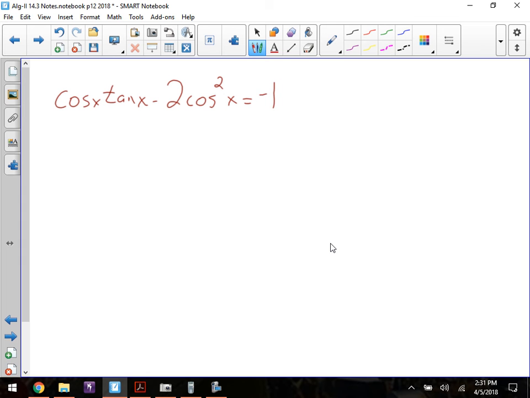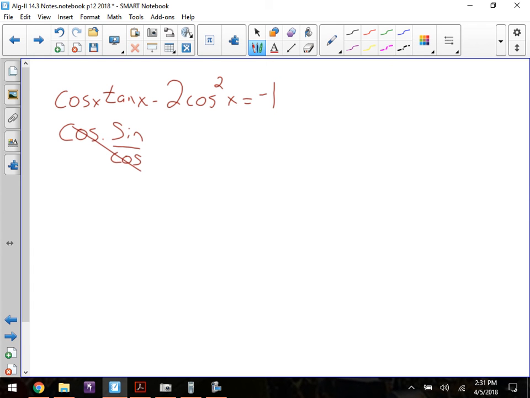In this one here, you got a lot going on. You have a cosine tangent minus 2 cosine squared. You have cosine times tangent minus 2 cosine squared. What's cosine times tangent? Cosine tangent, very good. Isn't this the same as saying cosine times sine over cosine?